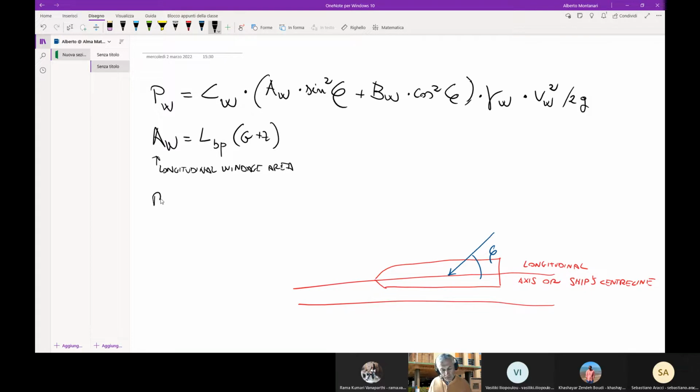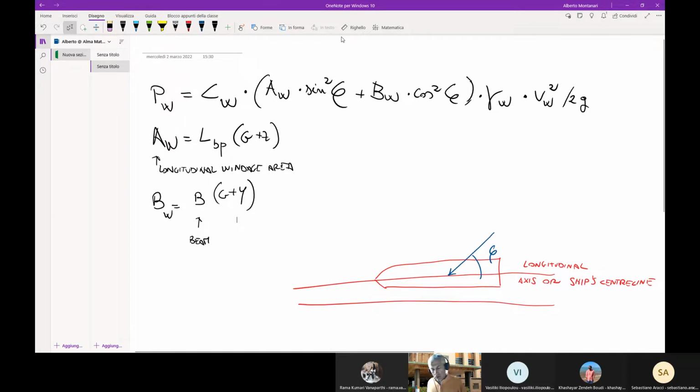Good. BW, we can take a similar relationship. It's the product of B. B is the beam of the ship. Again, refer to the glossary if you have any doubt, which multiplies again G plus Y, and Y is the mean height of the ship, the mean height of the transverse area.